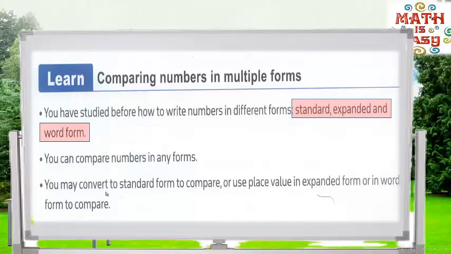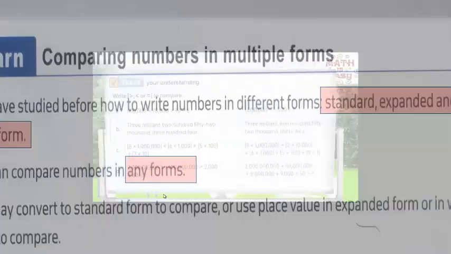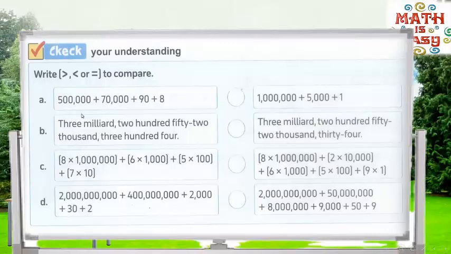You may convert to standard form to compare. If you have a number in expanded or word form, you can convert or turn this number into standard form, or write the number in standard form to make the comparison quickly. Let's start to see how you can compare big numbers in multiple forms.